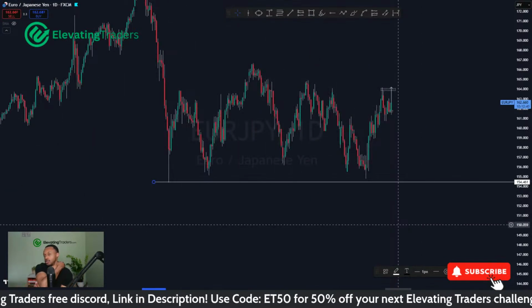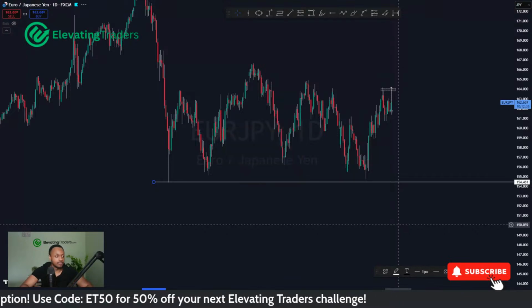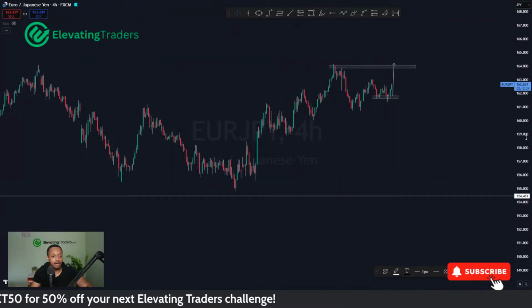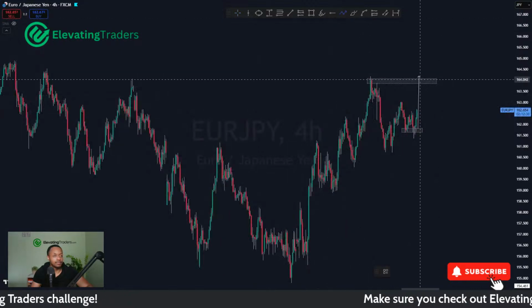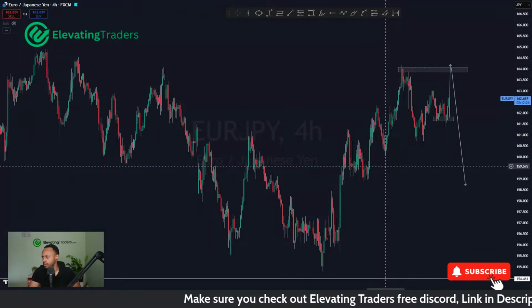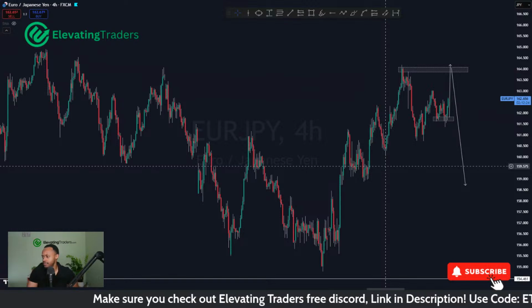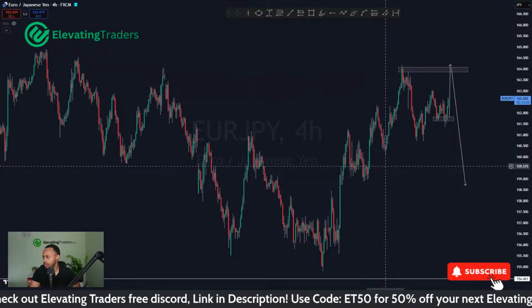But yeah, it just doesn't look like it's quite ready yet to short. But if we push back into the high, see some rejection there, perhaps a nice little double top, that can end up being a really nice sell with a good risk to reward. So yeah, that's kind of where I'm at with the yen pairs.